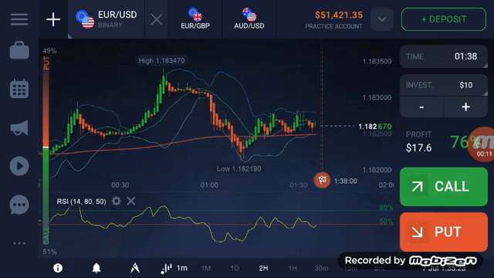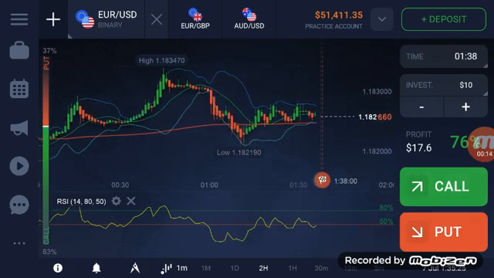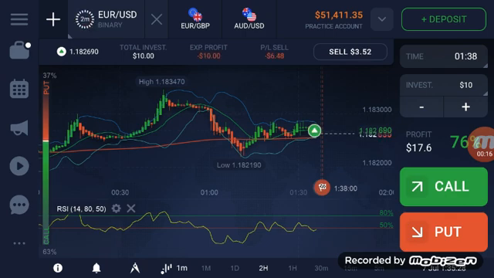138 up. Yeah, still trading using the strategy, trying to make it better and better every time. If I lose a trade, I try and catch it back as soon as possible. Trying to make that better.